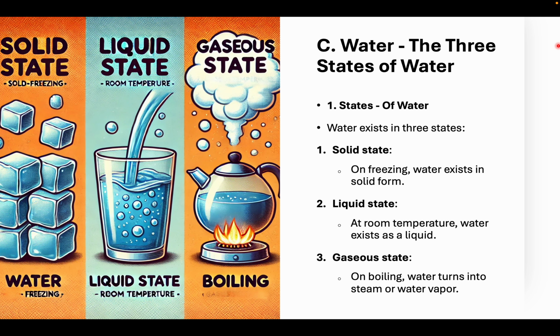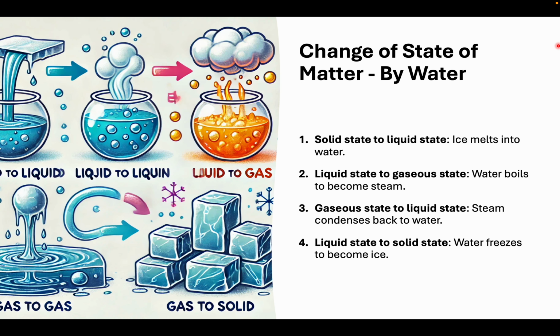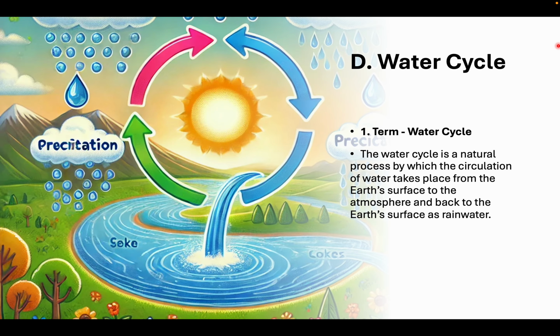Now, water changes its state depending on temperature. Solid to liquid, ice melts into water. Liquid to gas, water boils into steam. Gas to liquid, steam condenses back into water. And liquid to solid, water freezes into ice. There is nothing much to explain here. We just spoke about this in the previous slide.